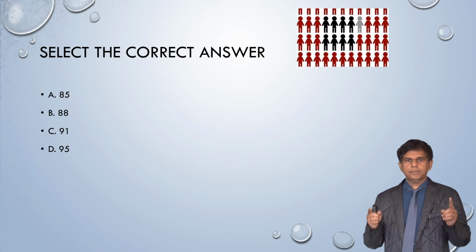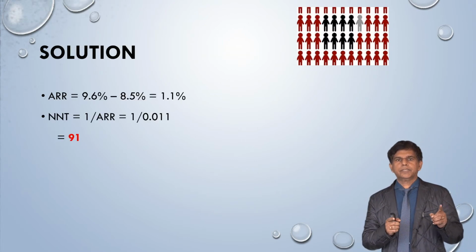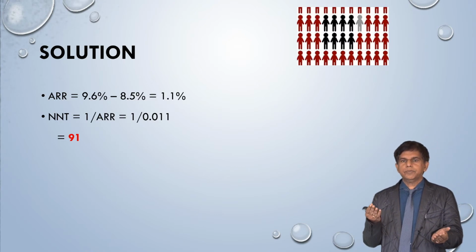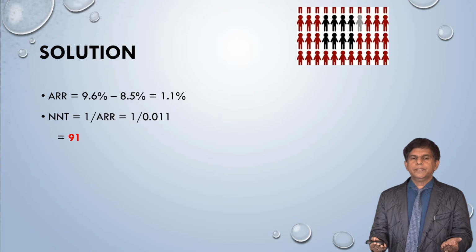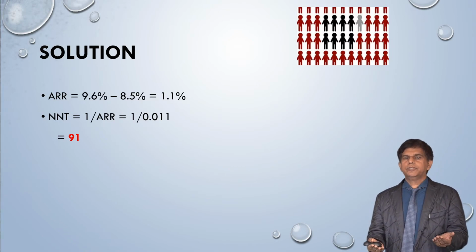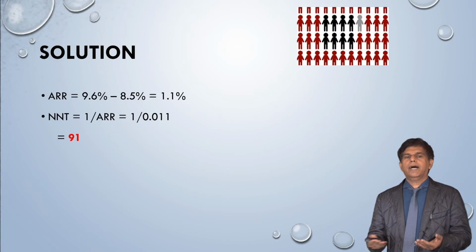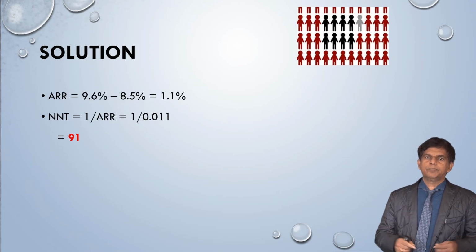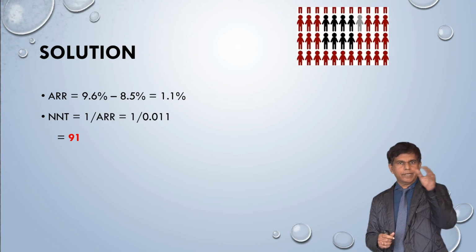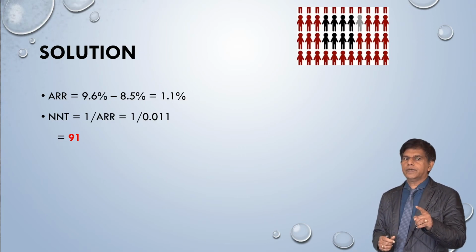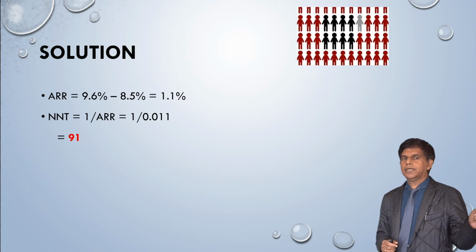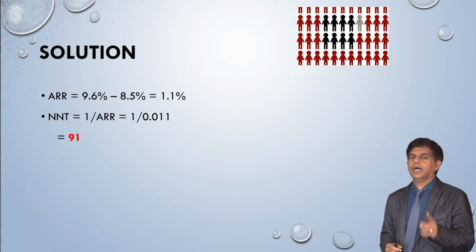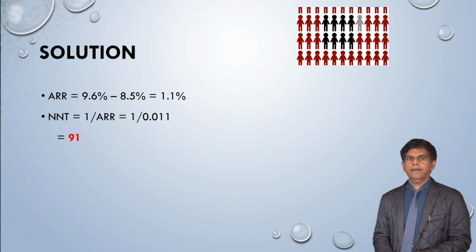Now, what is the first thing we have to calculate? Absolute risk reduction. How do we do that? We look at the difference between the effect size in the placebo group, which is 9.6%, minus the aspirin group, which is 8.5%. So we get 1.1%. We convert 1.1% into decimal, that's 0.011. Now bring our formula: number needed to treat equals 1 divided by absolute risk reduction. So we got 91, that's our answer, okay?